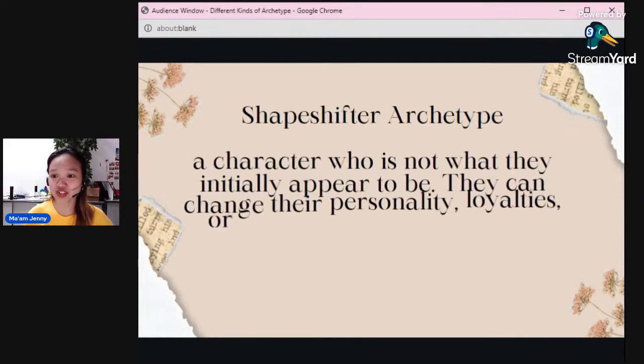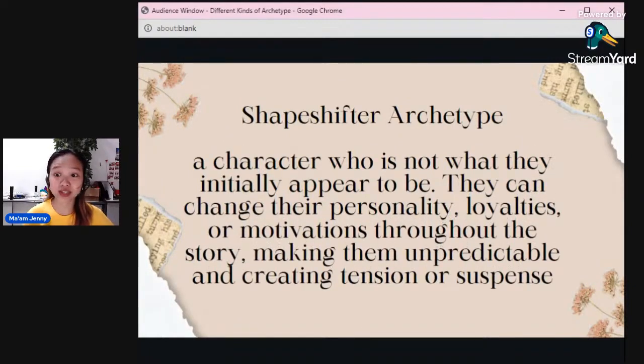Next, we have the shapeshifter archetype. A character who is not what they initially appear to be. Shapeshifter, this is not yung physical na nagiging pusa or nagiging aso paggabi. That's a shapeshifter also. But the shapeshifter archetype, ito yung pabago-bago yung personality or character niya within the span of the story. They can change their personality, loyalty, or motivation throughout the story, making them unpredictable. Hindi natin malalaman kung ano ba yung susunod niyang gagawin or kanino ba siya susunod na papanig. Making them unpredictable and creating tension or suspense. Again, it's not the physical na nagbago-bago yung anyo niya. It's the personality that changes.